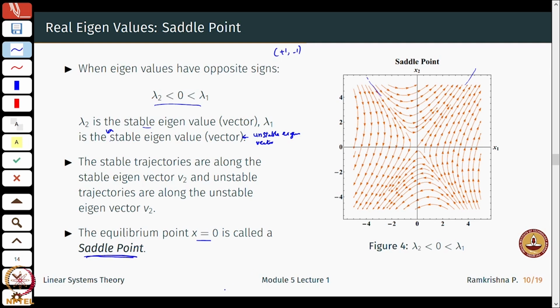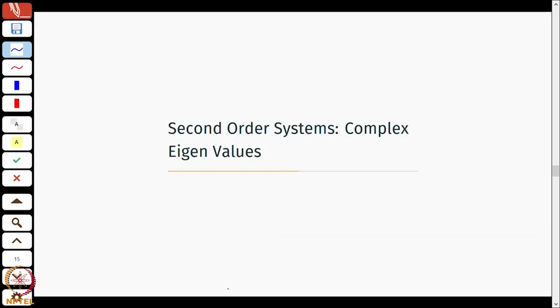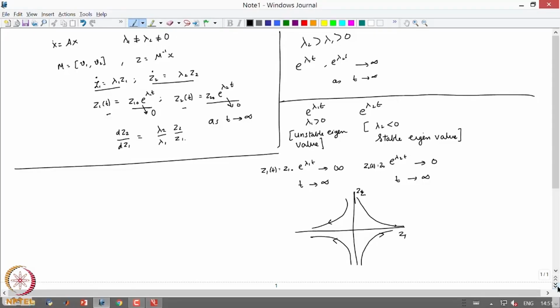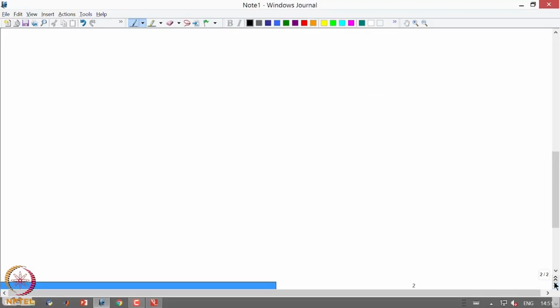Okay. So, this was about real eigenvalues. What about the case when we have complex eigenvalues? Well, that case also turns out to be interesting. So, when both eigenvalues are complex, let me call them alpha plus minus j beta. Okay. So, let us again do this over here.